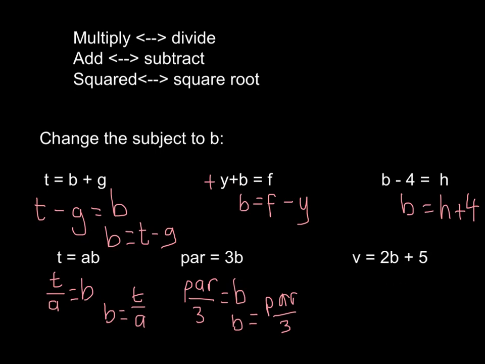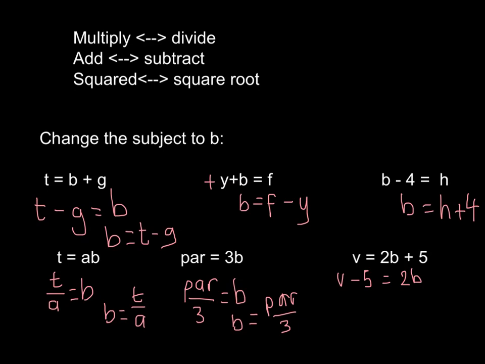To isolate the B, we're better to start getting rid of things furthest away first. So the 2 is right beside the B. So what I'm going to do is move the plus 5 first over to the other side, and it'll change to minus 5. So we'll get V minus 5 equals 2B.